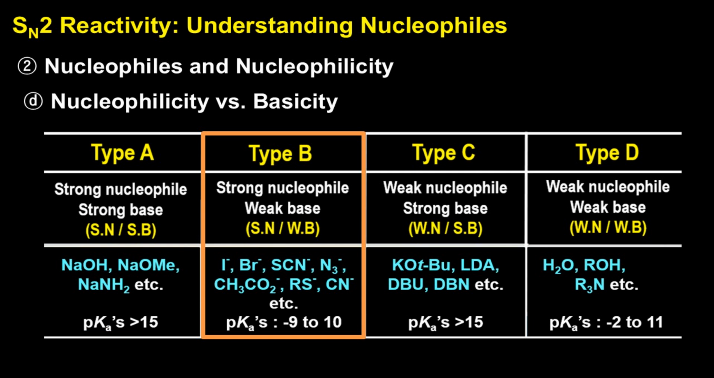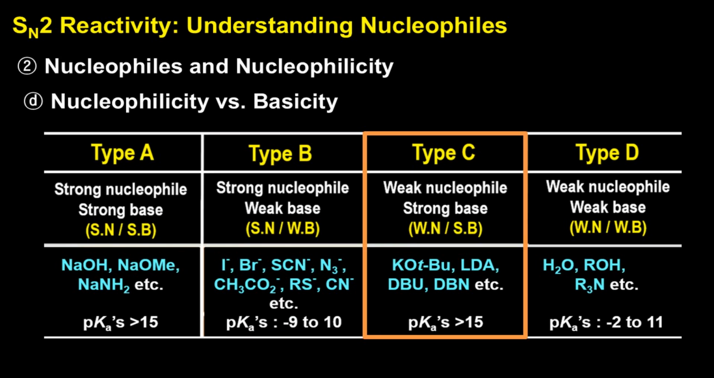Now on to type B, strong nucleophile, weak base. These guys love attacking electrophiles, perfect for SN2 reactions, but they're not strong enough to pull off a proton, so they don't really push E2. Some typical examples: iodide, bromide, thiocyanate, cyanide, alkyl thiolates, and acetate.